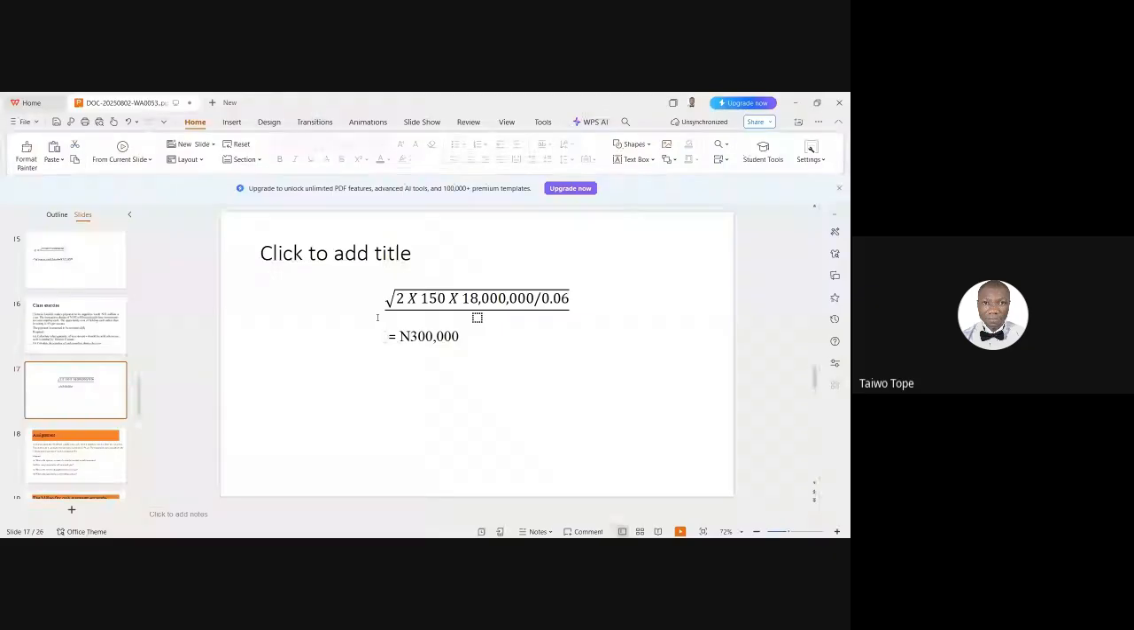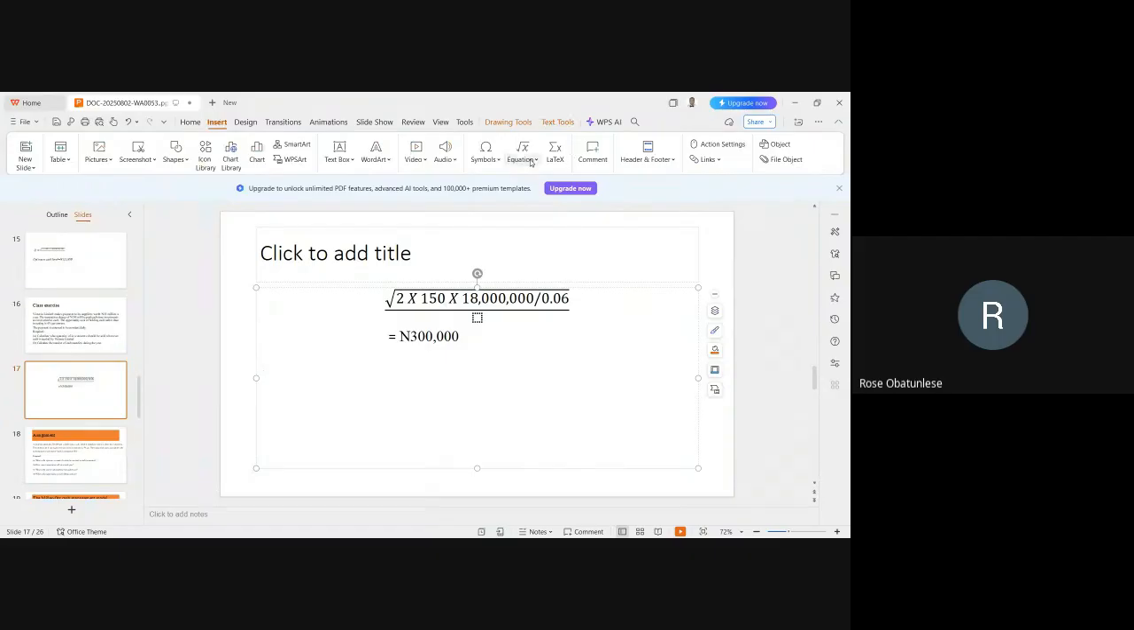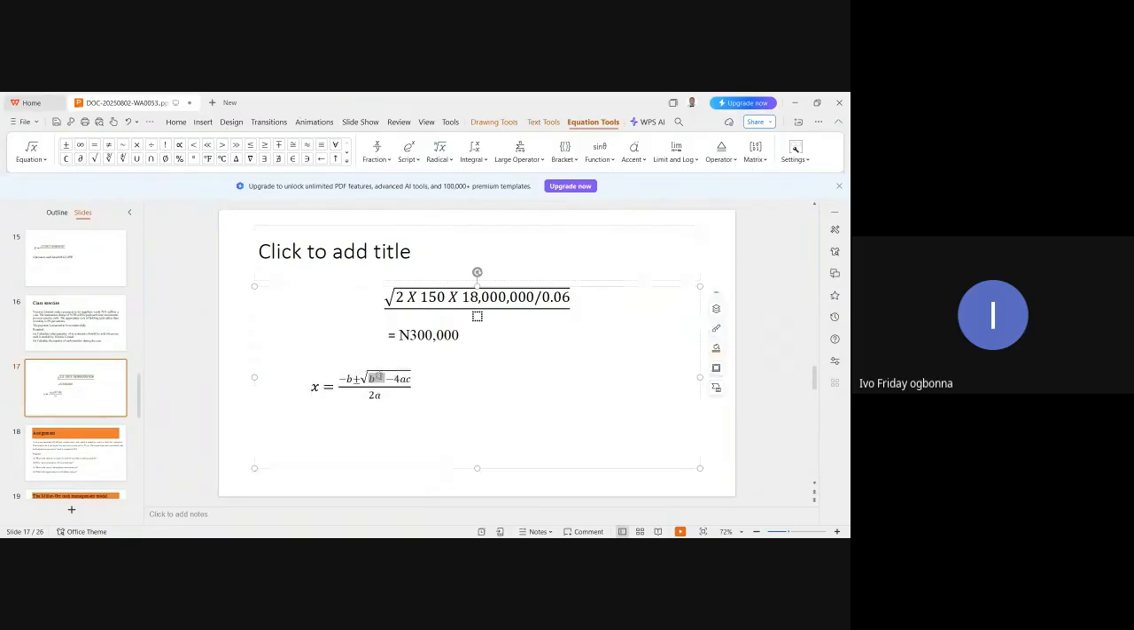Okay. Please, everybody, those that have the answers right, let's show it step by step. 2 multiplied by 150 by 18. What will you have, please? 2 times 150 times 18. 5,400 million. You have 5,400 million. That is 5 billion 400 million.